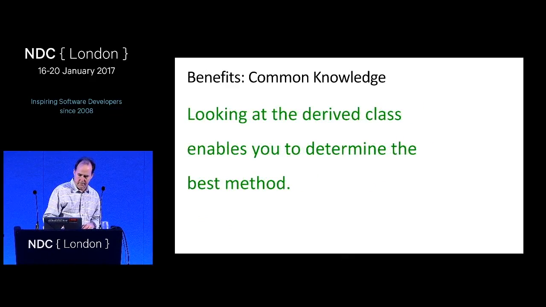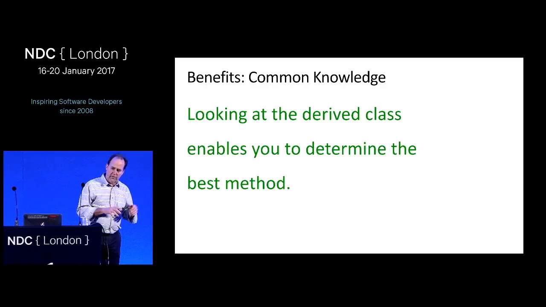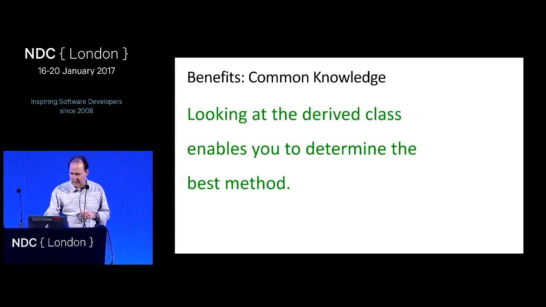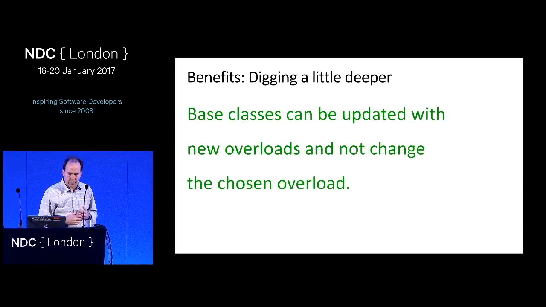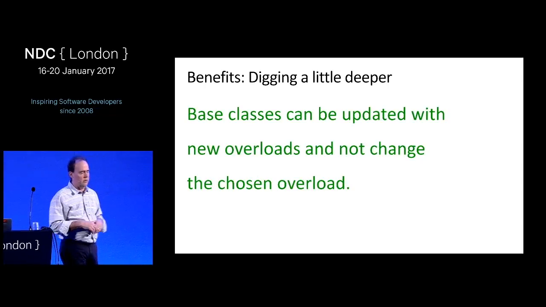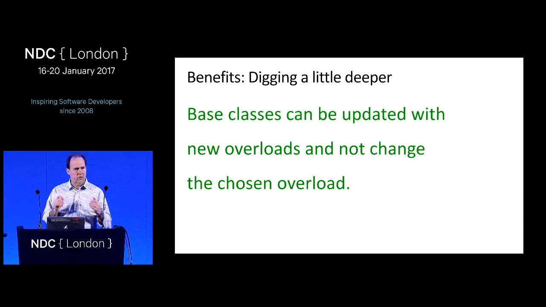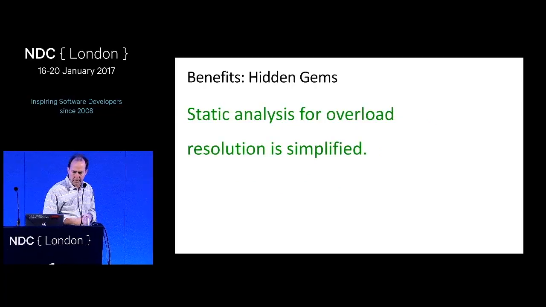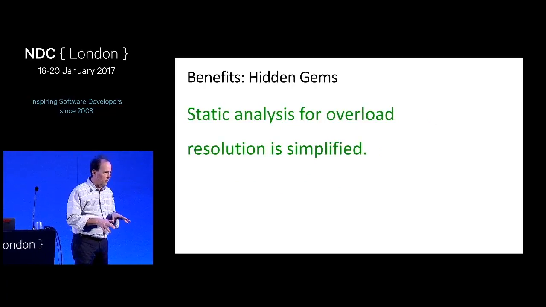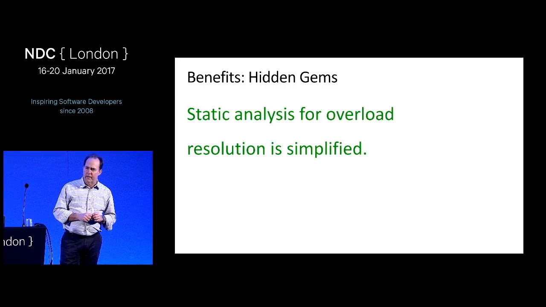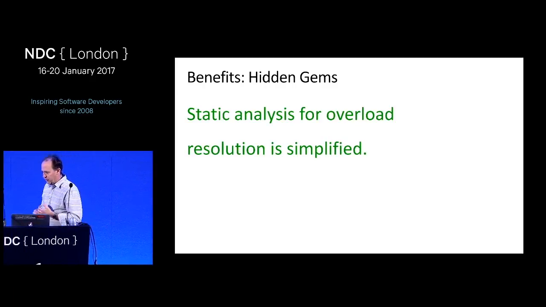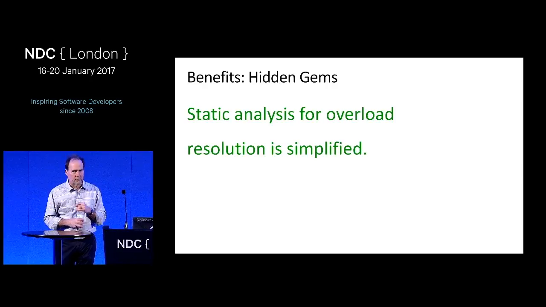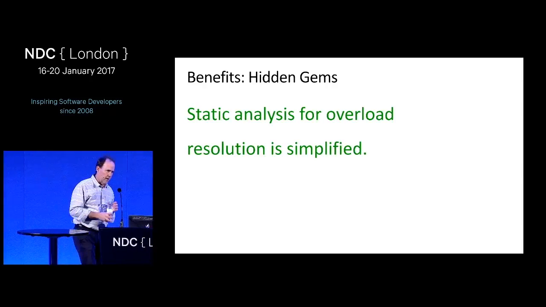All right. And again, the main thing we're trying to do is that looking at the derived class should enable you to determine the best method immediately. If you don't find any match there, then you have to dig deeper. New classes can be updated and new overloads changed without changing anything in terms of what it resolves to. So if you get a new version of the BCL, any methods that were in your class should still be the ones that get called. It also turns out that static analysis for overload resolution is a little simpler. If you were following along in the Roslyn repo, we had a feature added in C# 6 called better betterness, where all these rules are in terms of picking the better method.